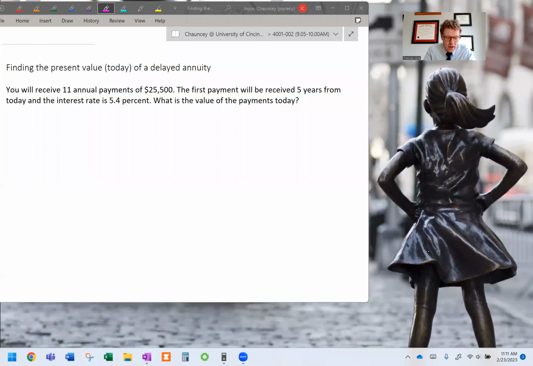Here's the question. You will receive 11 annual payments of $25,500. The first payment will be received 5 years from today, and the interest rate is 5.4%. What is the value of the payment today?